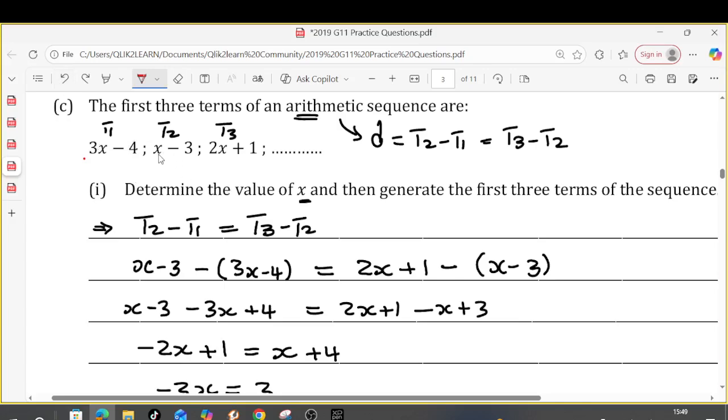Then this one is x minus 2, which will give us minus 4. So this is minus 7, this is minus 4. This will be 2 into minus 1, which is minus 2, plus 1, which will give us minus 1. Thank you very much. That was correct.